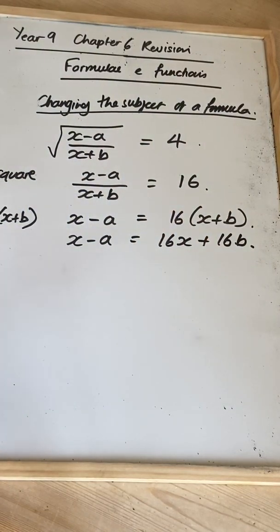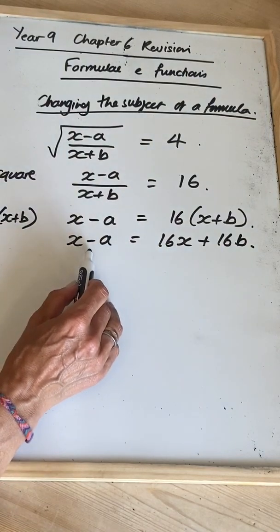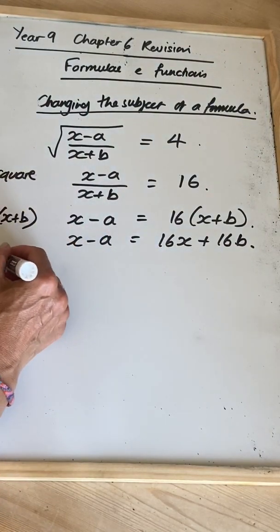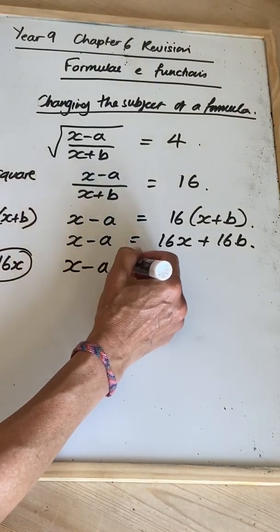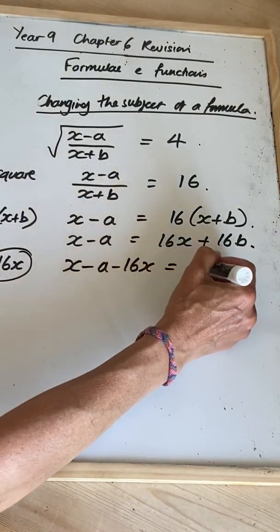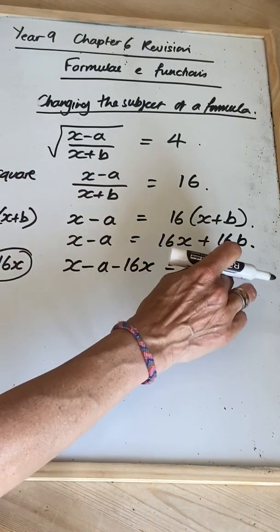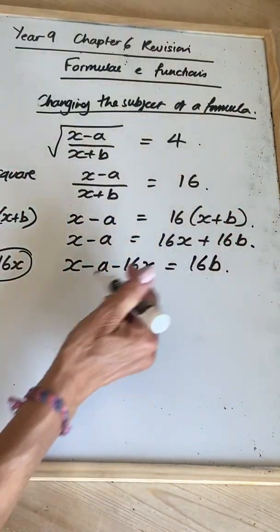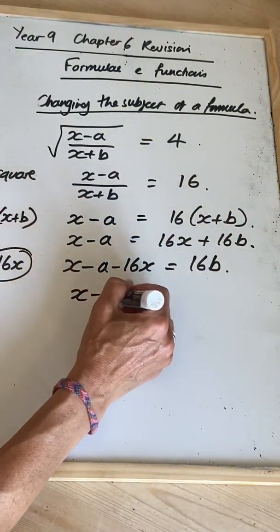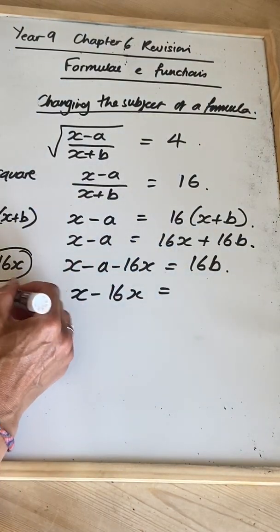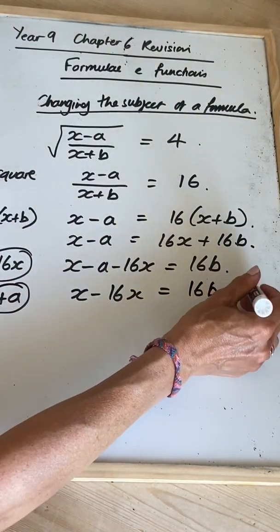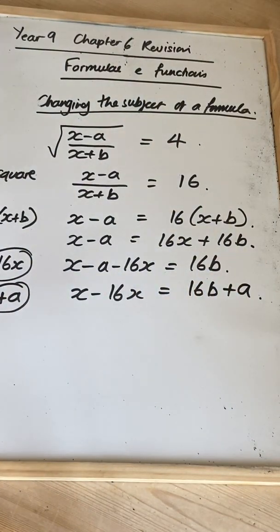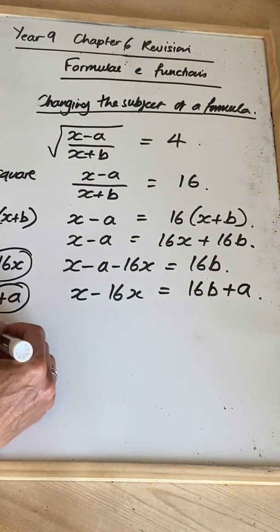Now, I want to get all my x's onto the same side. So I'm going to subtract 16x, and I'll end up with x minus a minus 16x is 16b. If I add my a, sorry, I'm adding a, I'll end up with all my non-x's on that side. All my non-x's are on that side, my x's are on this side. At last, I can factorise.